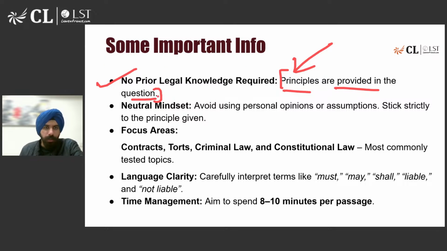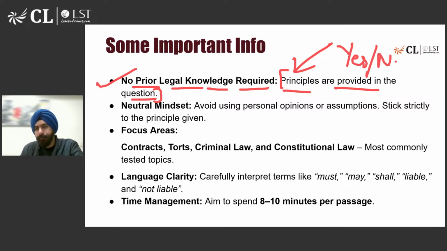Now, the second nuance is, does it matter if you have legal knowledge, prior legal knowledge, or not? Would it make any difference in your approach or in your confidence or in your conceptual understanding? The answer to that is both again, yes and no. It depends. It depends on what exactly is your prior legal knowledge base.